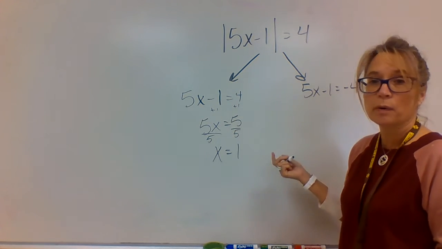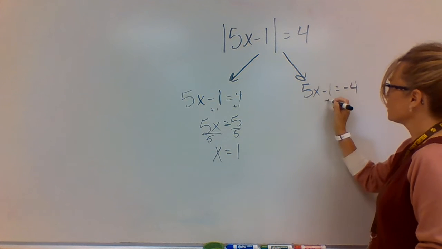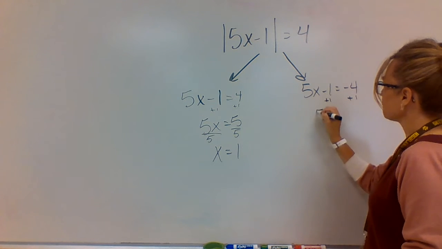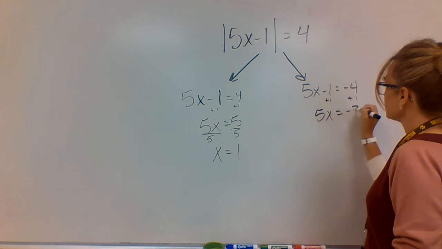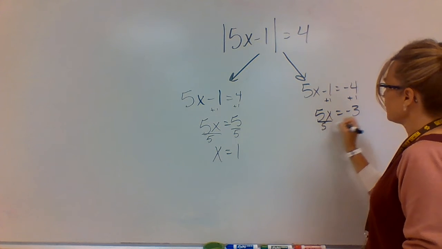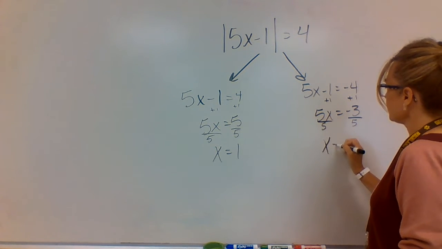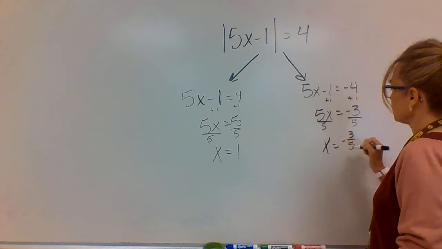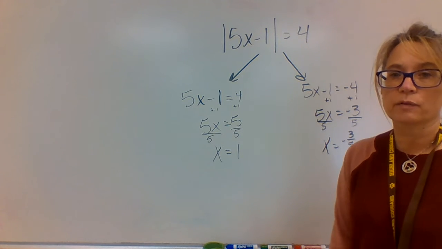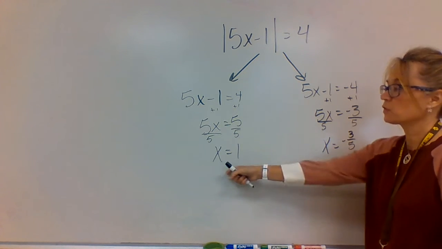You're going to end up adding 1 to both sides, but you get a slightly different answer. I'm going to add 1 to both sides. I get 5x equals -3. Divide by 5, divide by 5, and x equals -3/5. Or you can tip it over and get a decimal. But this is fine, just the way it is.